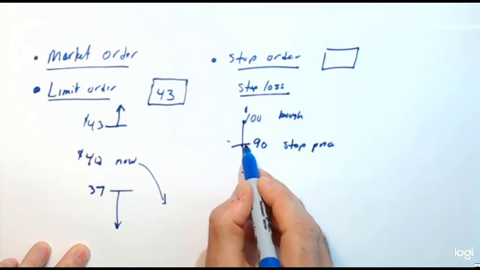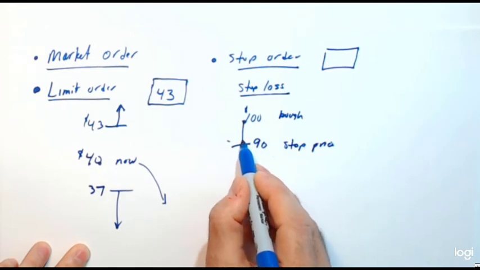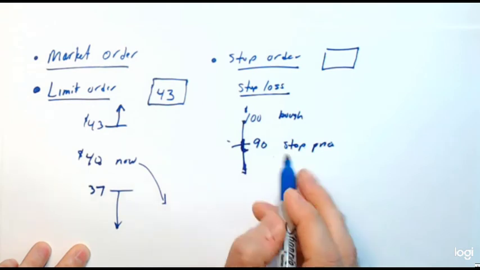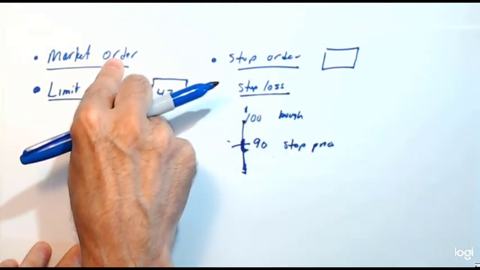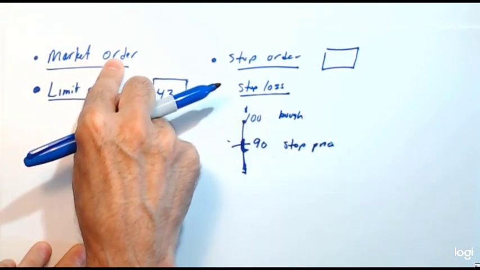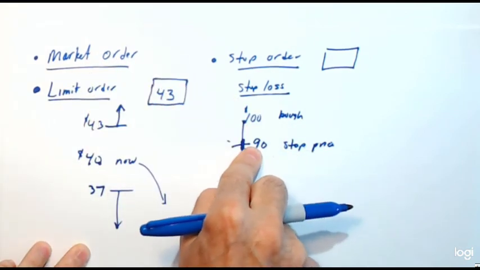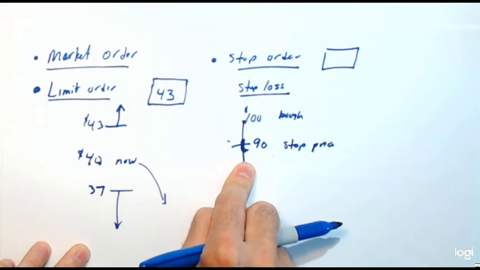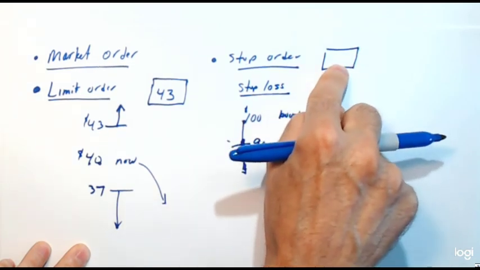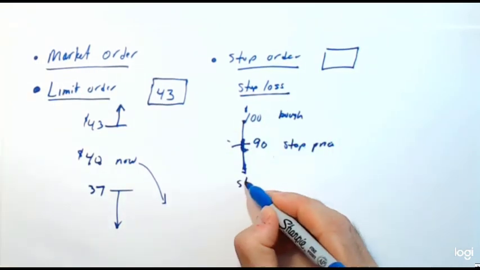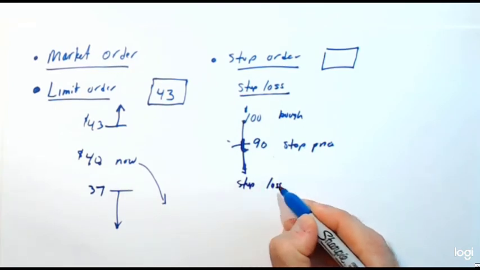And the market order means the price that gets transacted could be a little bit above, could be a little bit below, just like with a market order. A market order is the next best available price. It could be a little bit higher or a little bit lower. And the same thing with a stop order, since a stop order turns into a market order once the stop price is hit.